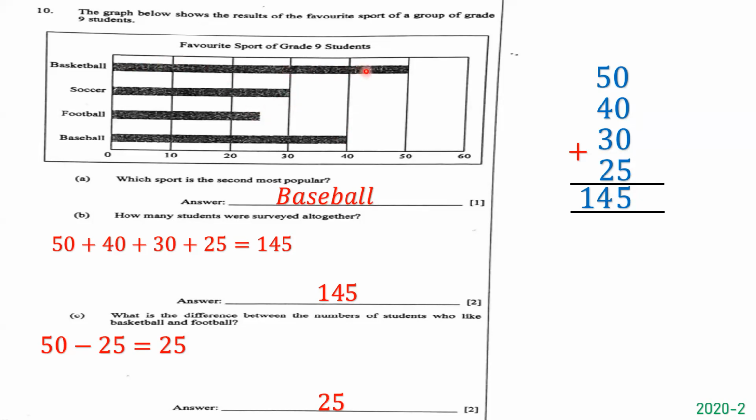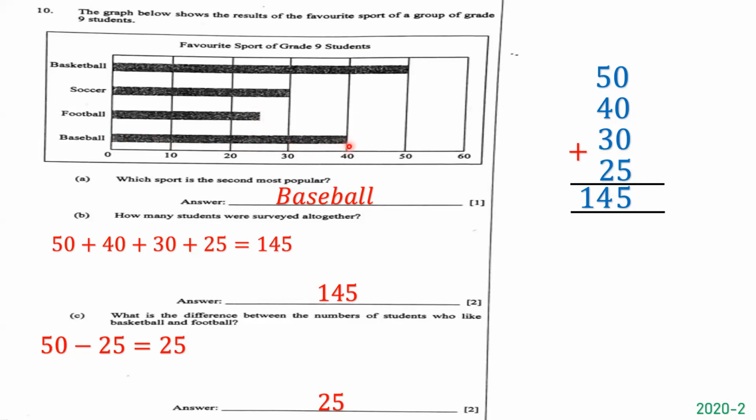Basketball has 50 students who declare it as their favorite sport. Soccer has 30 students who declare soccer as their favorite sport. Football, we have to be careful with football because football is in between 20 and 30. And in between 20 and 30 is 25. So there are 25 students who consider football as their favorite sport. And then for baseball, we have 40 students.